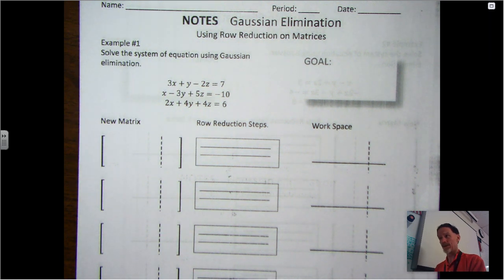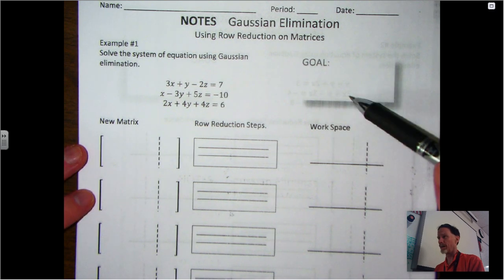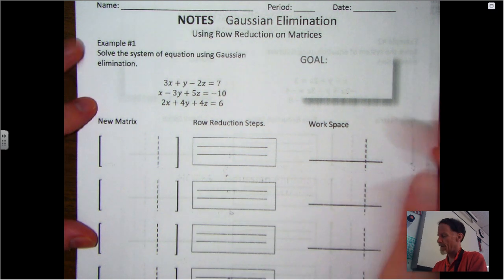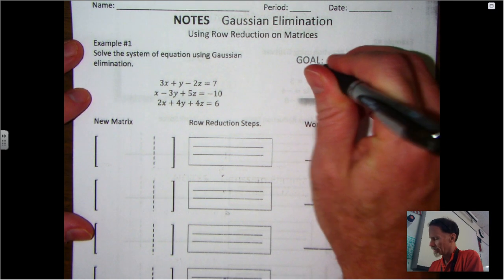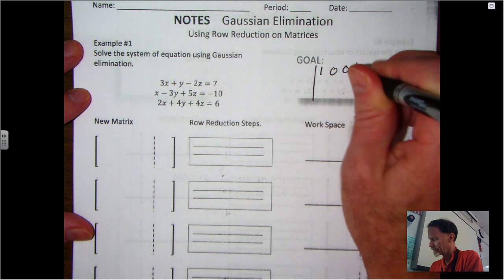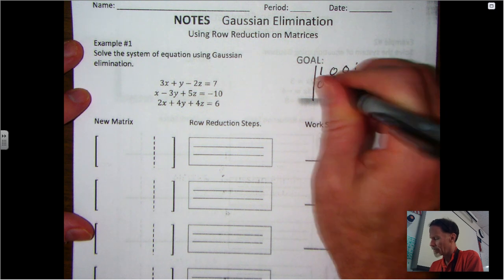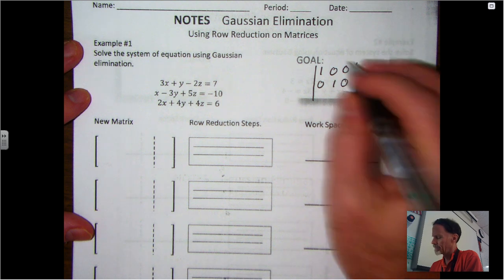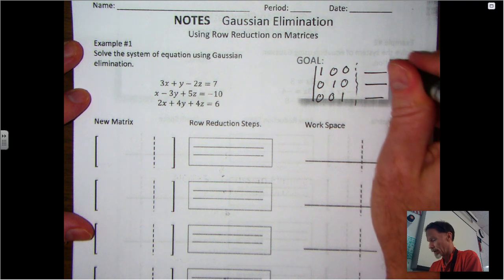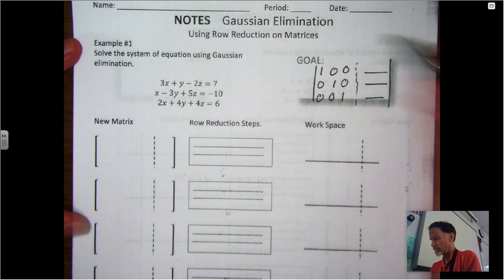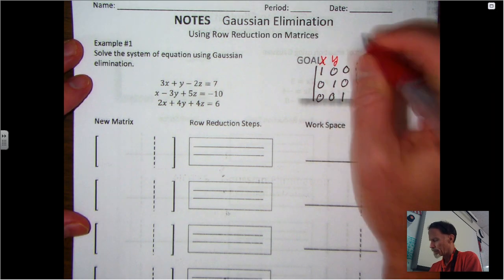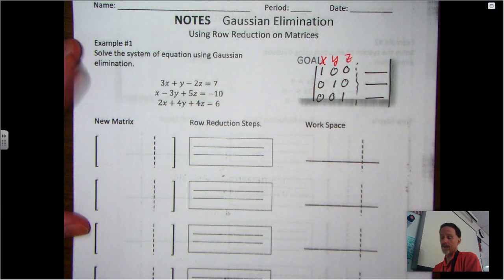The main thing, before we get started, is to talk about what we want it to look like. We're still going to set up the matrix, but our final goal is going to look like this. We want the first row to be 1, 0, 0, and then something. The second row, 0, 1, 0, and something. And the third row is 0, 0, 1, and something. Those somethings on the end are going to be our answers, because remember, the first column is the x, the second column is the y, and then z.